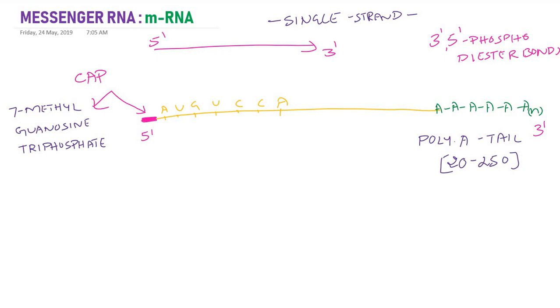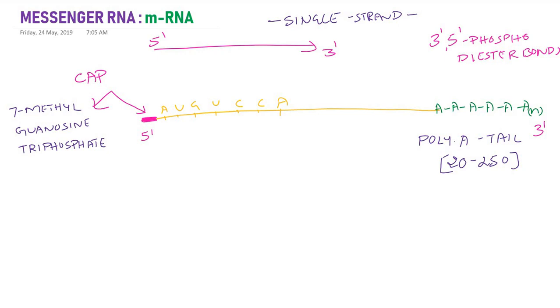The mRNA, or messenger RNA, is a polymer of ribonucleotides. At the 5' end, it has a cap, which is a guanosine ribonucleotide that is methylated, 7-methyl GTP. And at the 3' end, it has a large number of adenosine residues, about 20 to 250 adenylate residues. It is called the poly A tail.